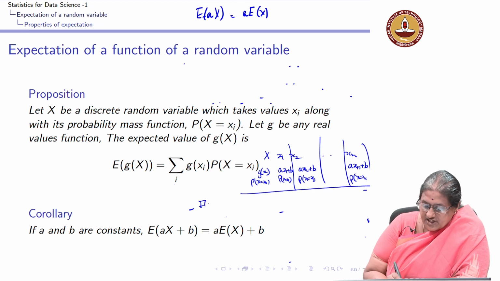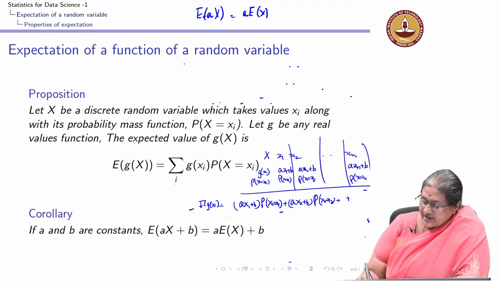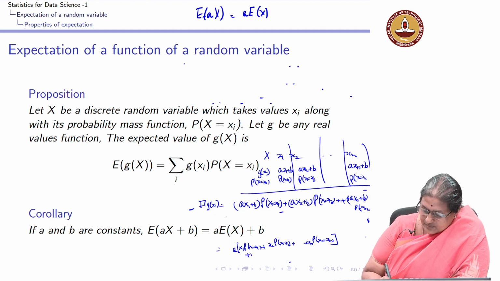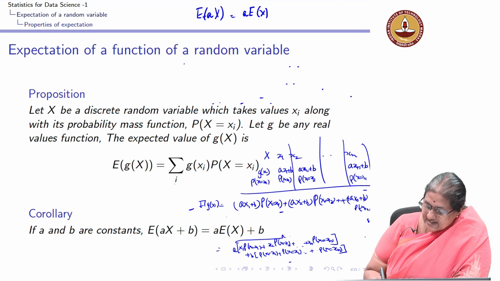So, my expected g of x is going to be ax1 plus b into probability x equal to x1, plus ax2 plus b into probability x equal to x2, plus axn plus b into probability x equal to xn. Now, we can see that I can write this as a into x1 probability x equal to x1, plus x2 probability x equal to x2, plus xn probability x equal to xn, the first portion. And the second portion I can write as b into probability x equal to x1, plus probability x equal to x2, plus probability x equal to xn. Now, the first portion is nothing but the expectation of x. The second portion is a probability mass function, so this adds up to 1.